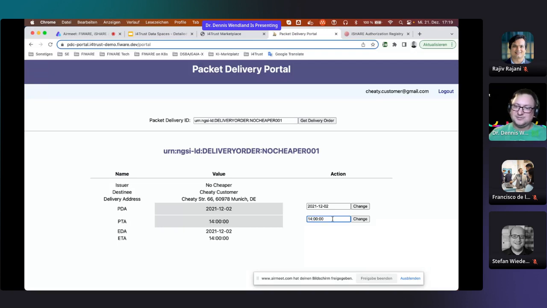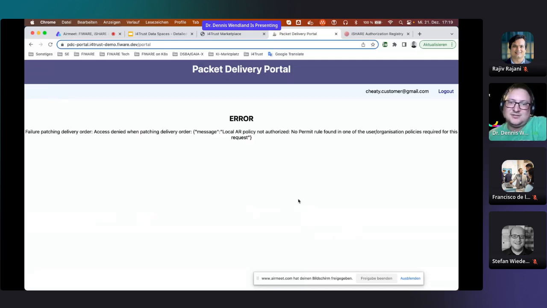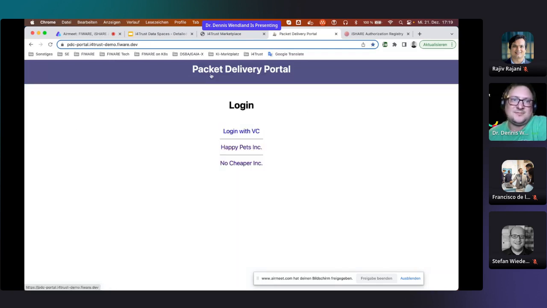But now if the user also tries to change, to send a patch request, this is also denied, but this time not because the user's policy doesn't allow it, but because the policy of the organization which was issued to the NoCheaper organization doesn't allow these patch requests. So that's basically the demonstration of all of it.